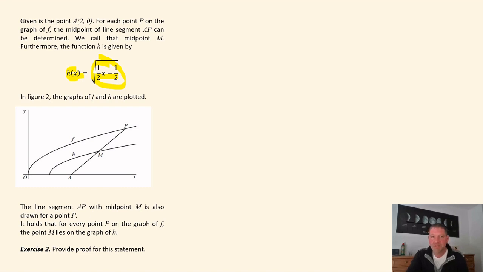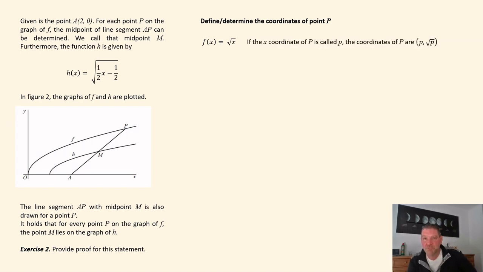Let's look at this in a bit more detail. First, let me get this away. Then let's start by determining the coordinates of point P, because we know the coordinates of M, the thing that we're really after, depends on the location of point P. Okay, so point P is on the graph of f, and we know from the previous exercise that f of x equals the square root of x. If the x coordinate of point P is called P, the coordinates of P are P, square root of P.